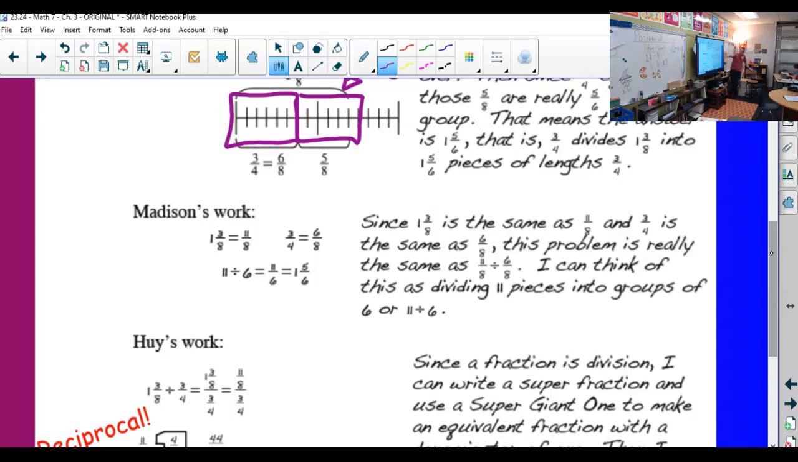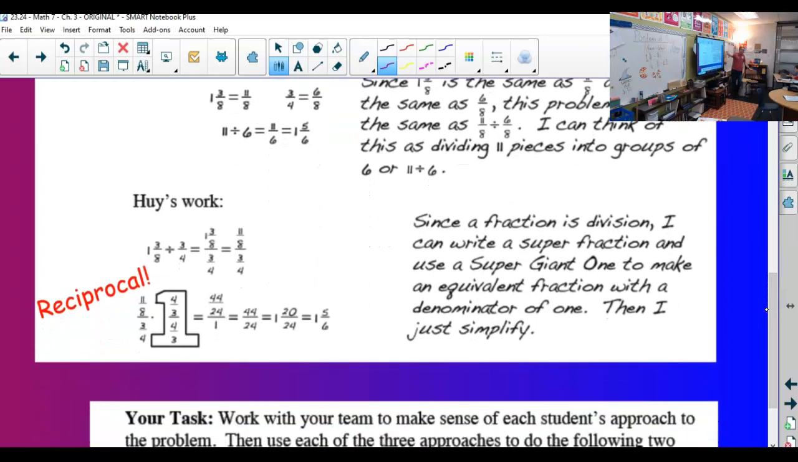So Madison sets up pretty much what we did, I think. She ended up doing 11 divided by 6. What's 11 divided by 6? 1 5/6. Hugh takes the crazy complicated way.